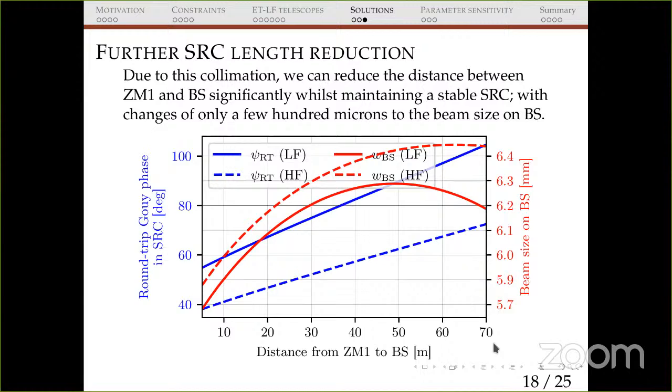So you can see here that even by reducing this from a nominal 70 meters all the way down to 10 meters, we still have a stable SRC, and with a beam size on the beam splitter which is approximately of the target value.